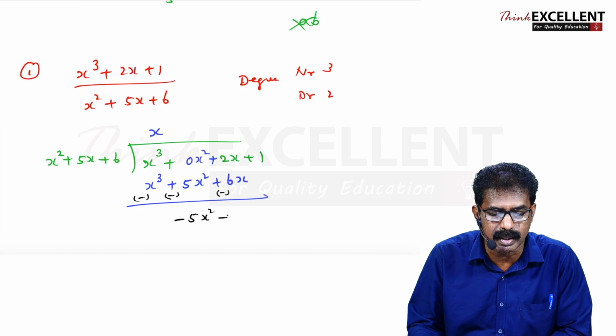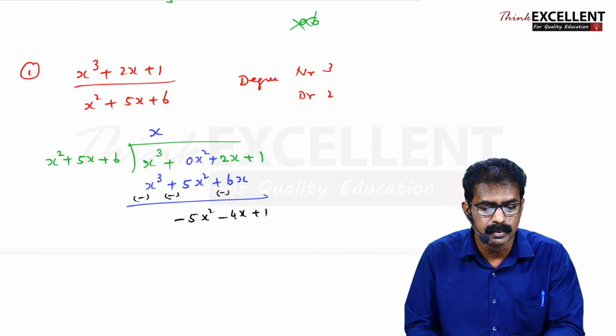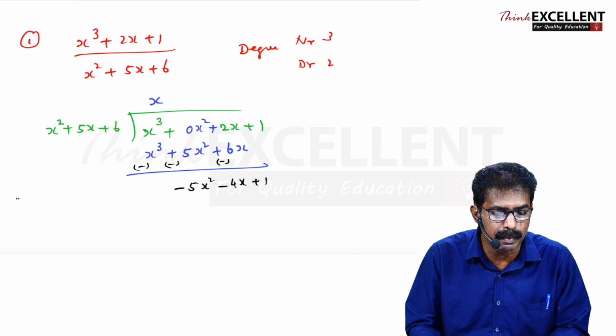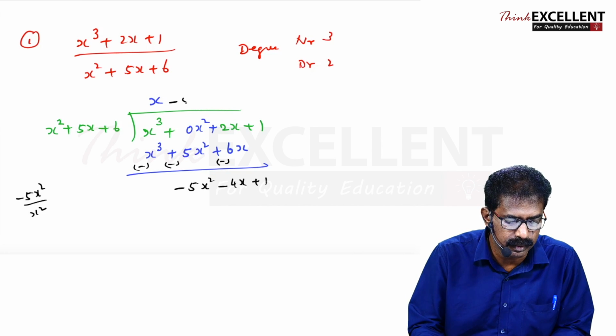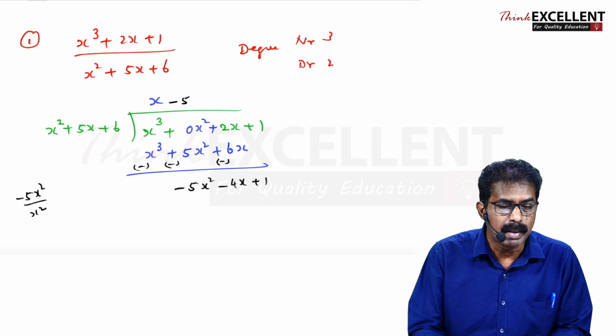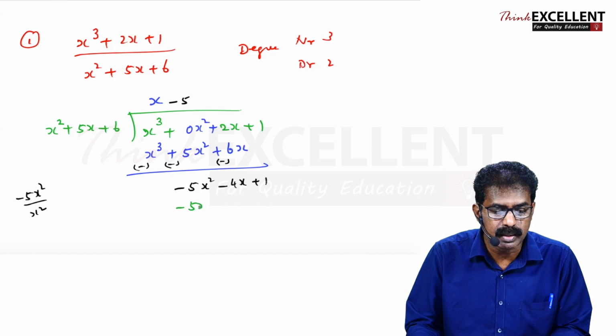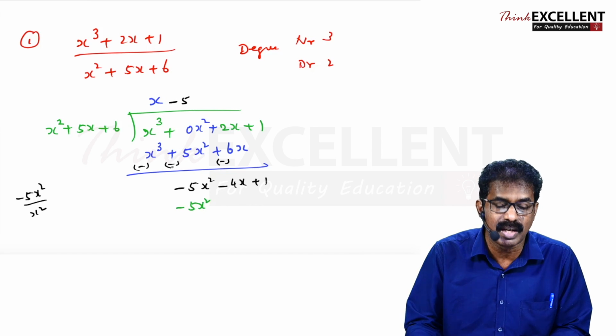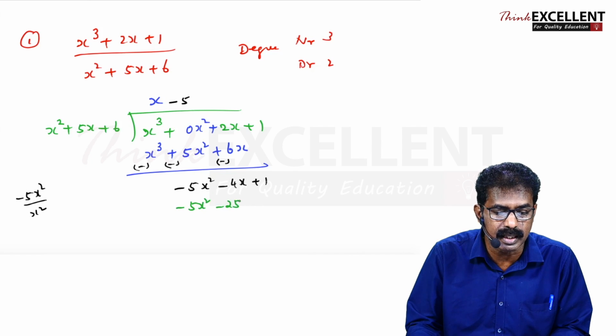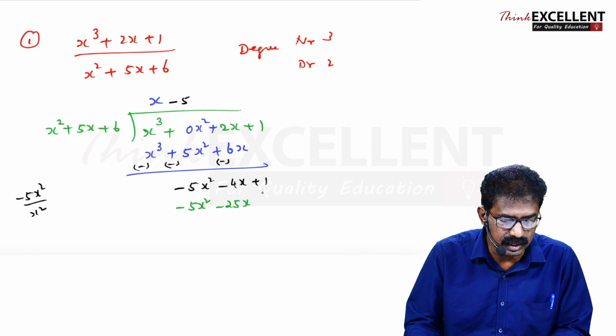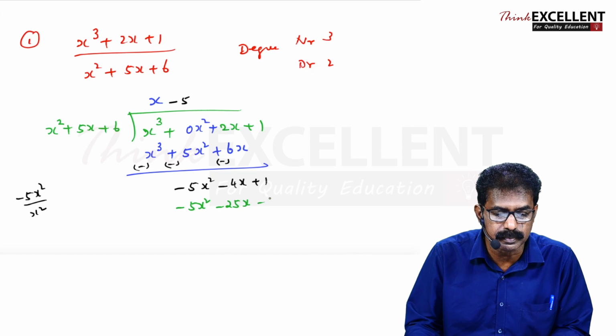2x minus 6x minus 4x plus 1, right? Now again, this first term by first term. Minus 5x square by x square, you are getting minus 5. So by that minus 5 you multiply. Minus 5 into x square, minus 5x square. Minus 5 into 5, so minus 25x. Minus 5 into 6, it is what? Minus 30. So again you change the signs.